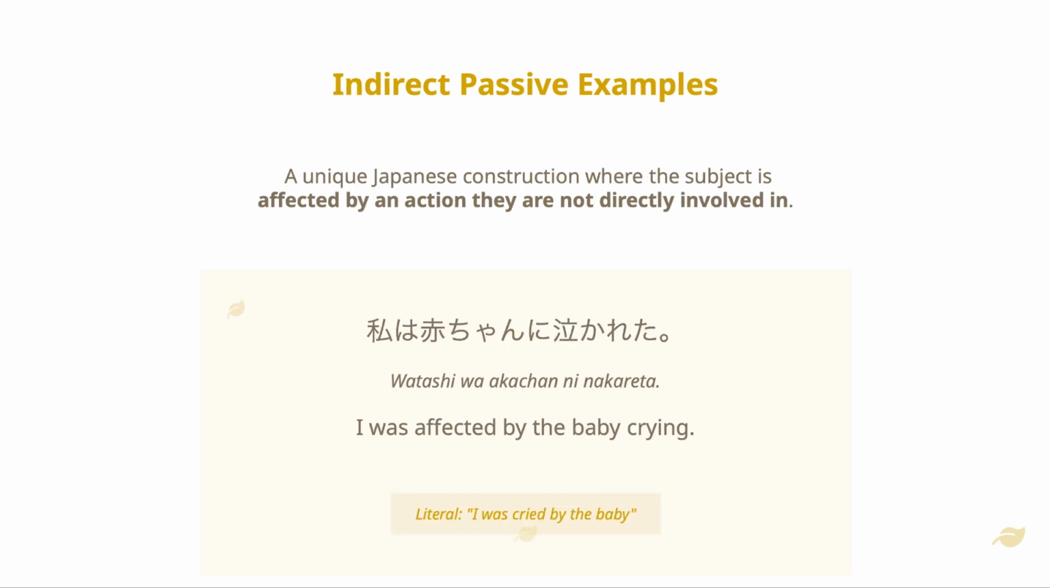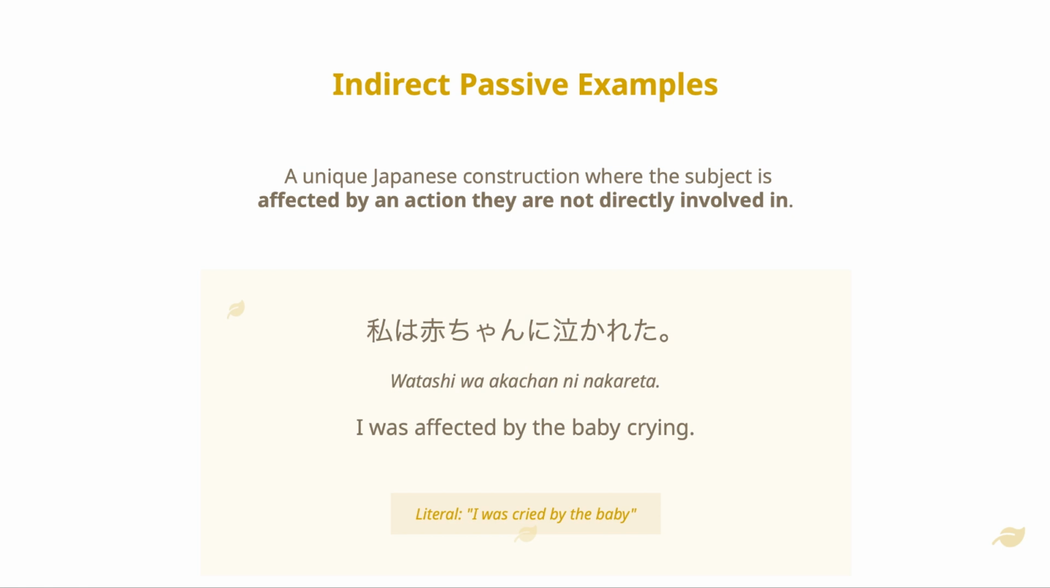Second one, indirect passive. Indirect passive is a unique Japanese construction where the subject is affected by an action they are not directly involved in. For example, 私は赤ちゃんに泣かれた. I was affected by the baby crying. Or we can also say, I was cried by the baby.